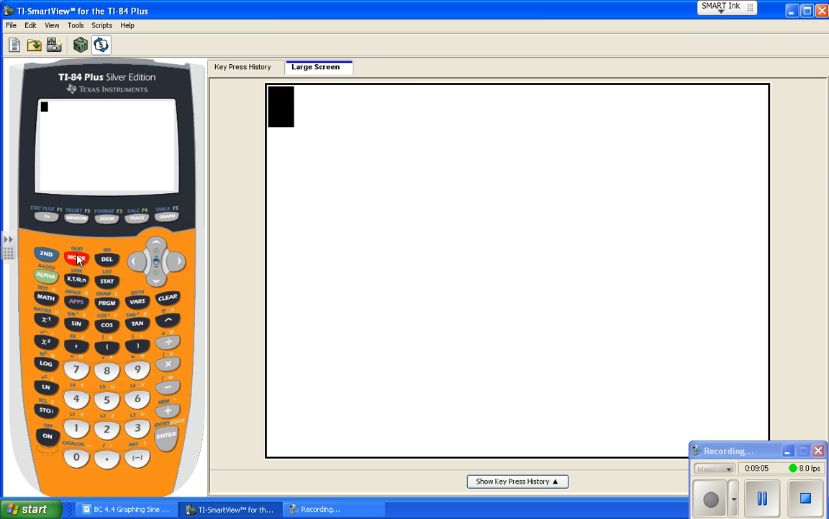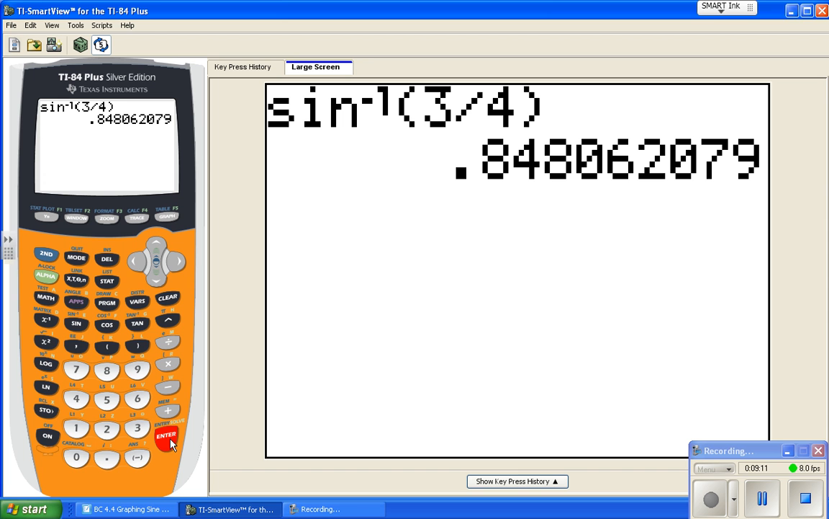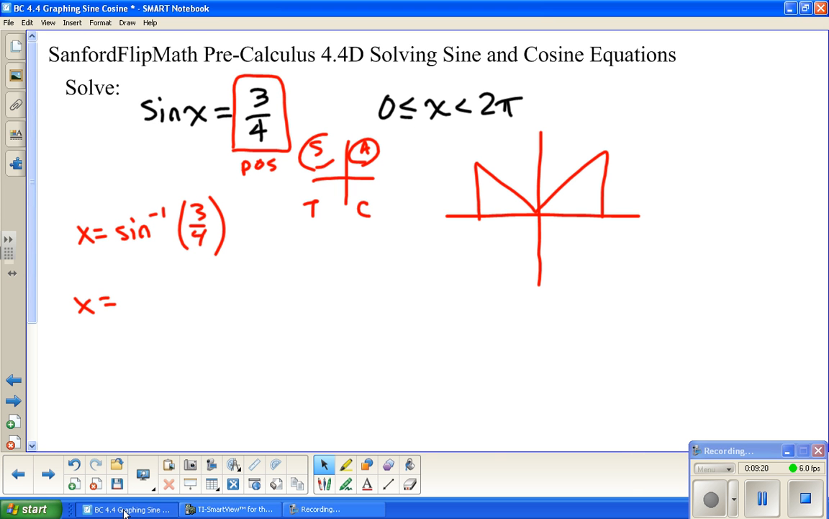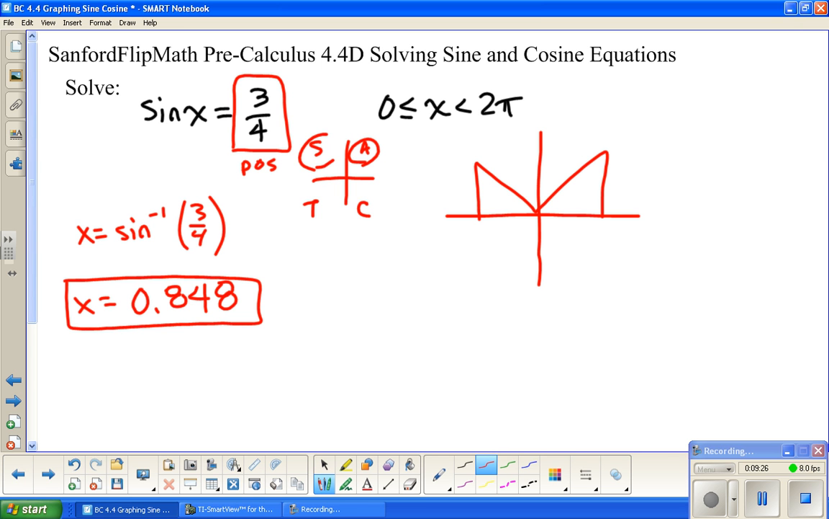So inverse sine 3/4. Enter. 0.8480. I want 3 decimal places, that's my standard. So 0.848. Okay, what did we just find? That was the reference angle.